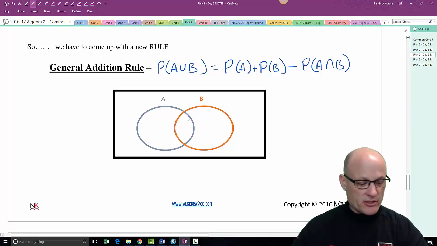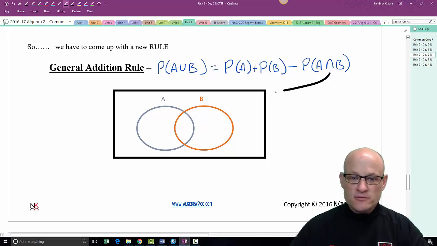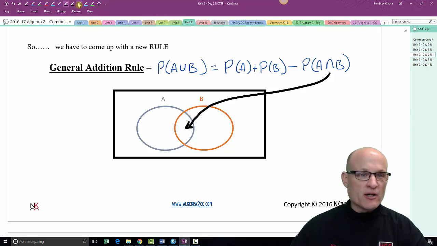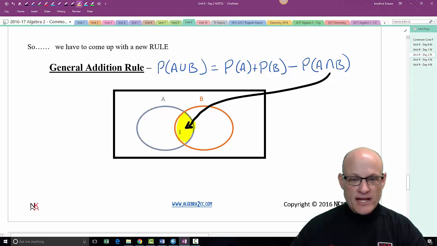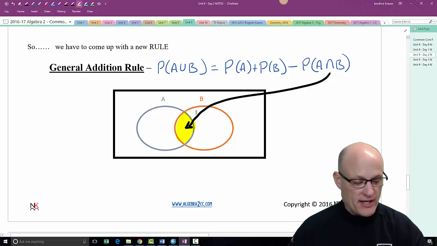Now this part in the middle here is the part where it's A and B. This is the A and B part. Maybe I should have done that in a different color. This part right here, I'll do it now, is the A and B part. That is the intersection of those two events.